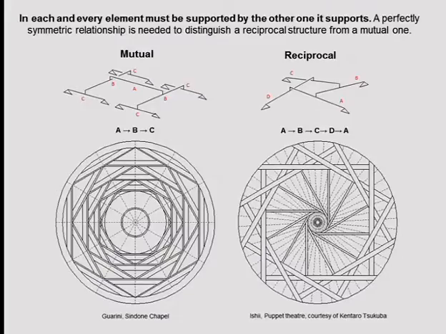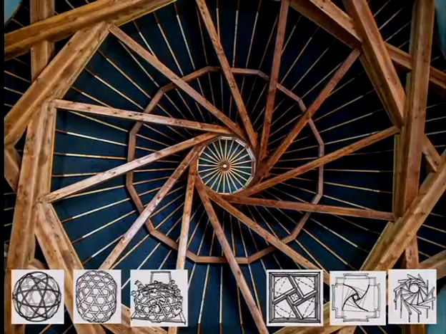So structurally speaking, one is mutual, the other one is reciprocal. It'll become clearer later. This is a puppet theater in Japan. Like in the Asian cultures, the idea of using reciprocal structures comes from small objects. So we have baskets, small objects that are interwoven, and from that idea, you scale it up and you get buildings. But it could also be a religious or spiritual meaning behind it.